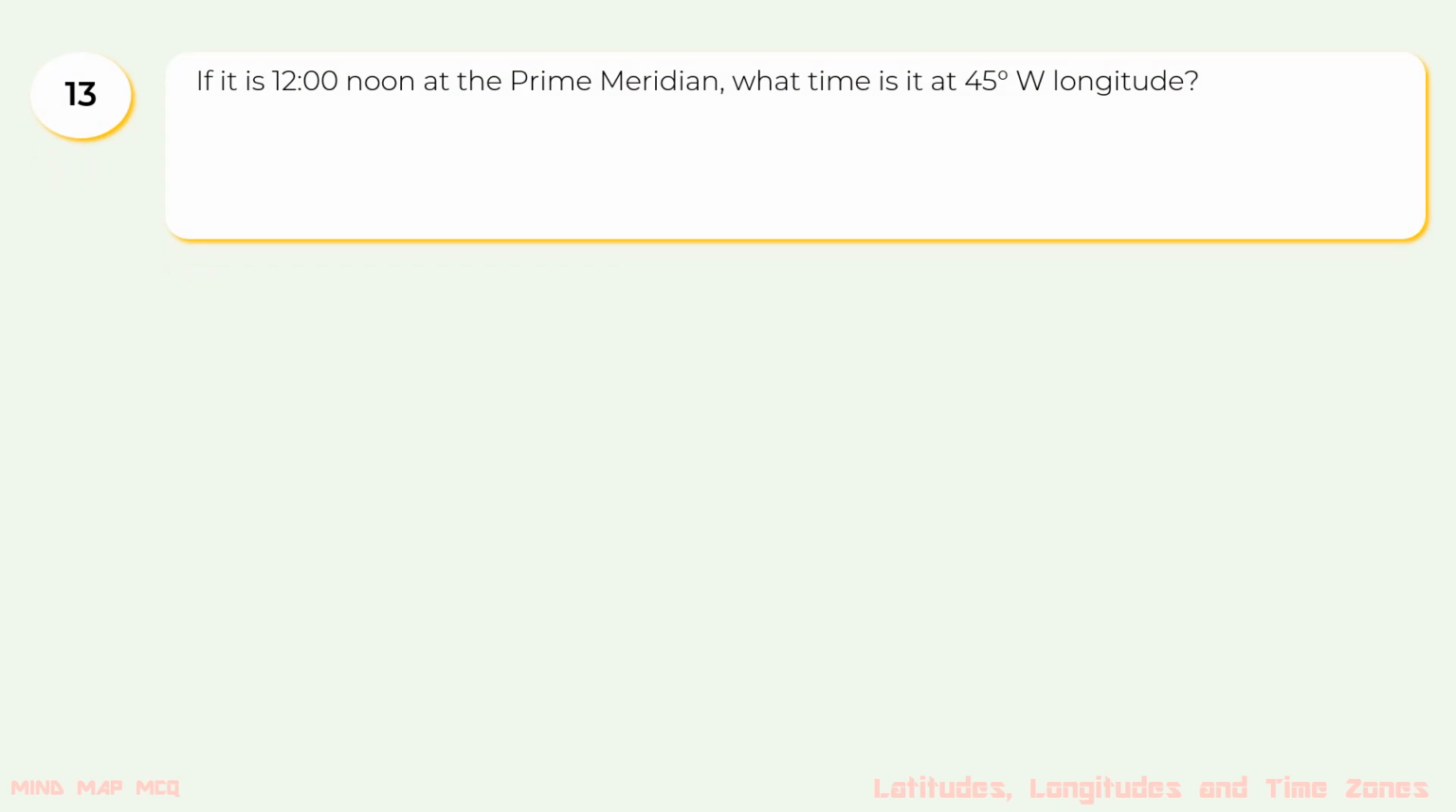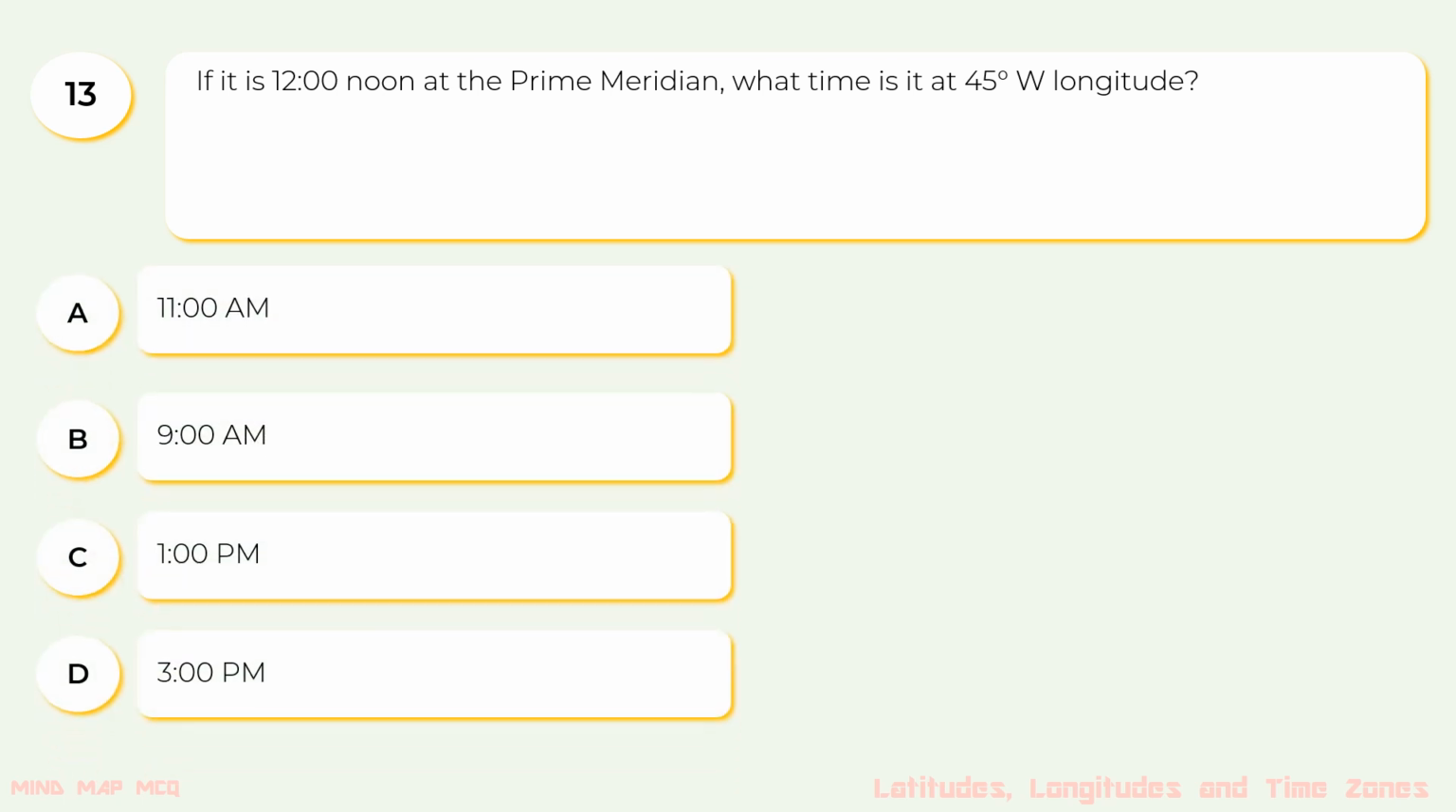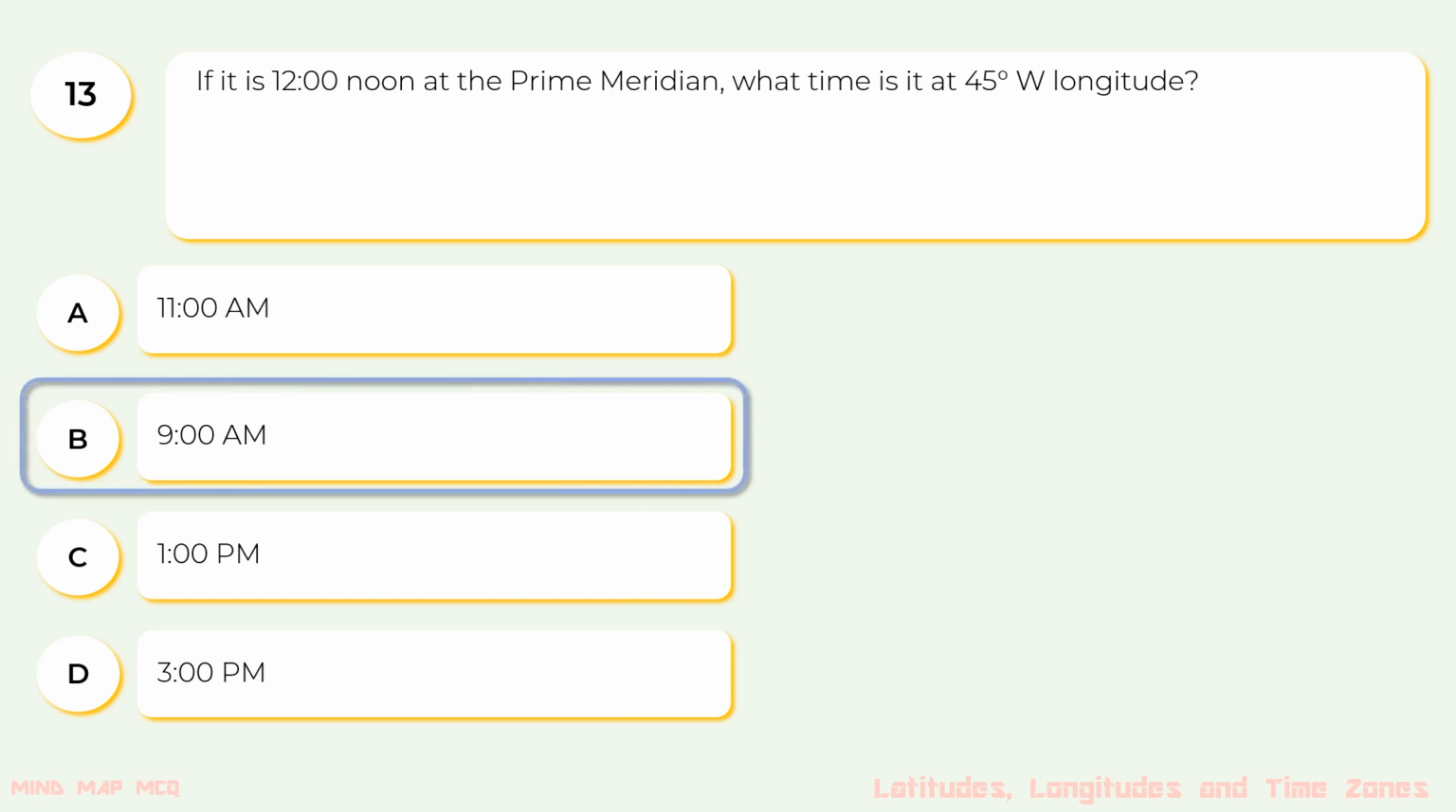13. If it is 12 noon at Prime Meridian, what time is it at 45 degree west longitude? A. 11 am, B. 9 am, C. 1 pm, or D. 3 pm. The correct option is B.